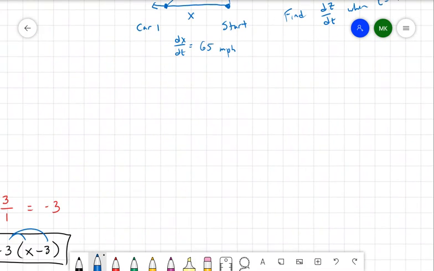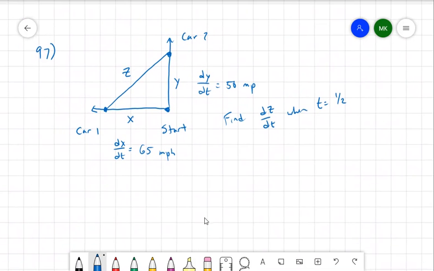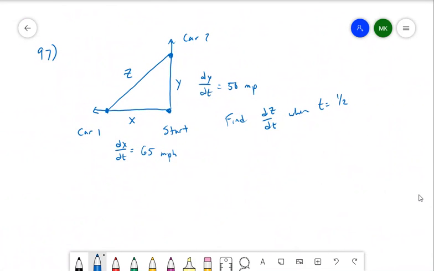All right, we had one more question that was asked. It was number 97. I already drew the picture for it, but basically it says two cars start in the same place. Car number 1 is driving west, and I labeled the start right here. This purple point is where it started.